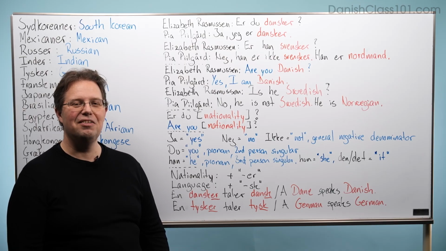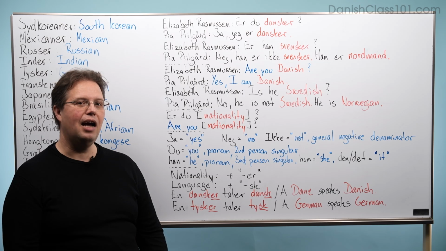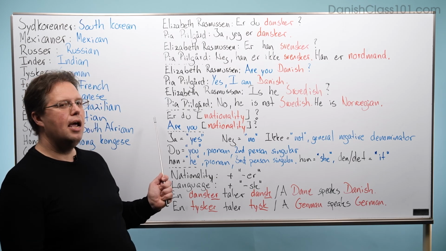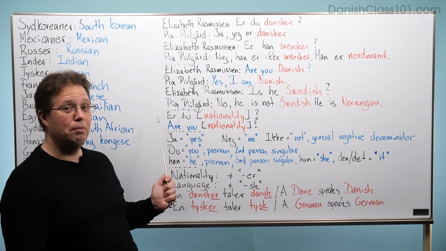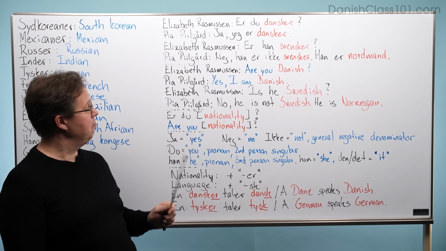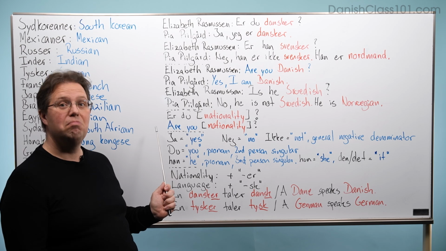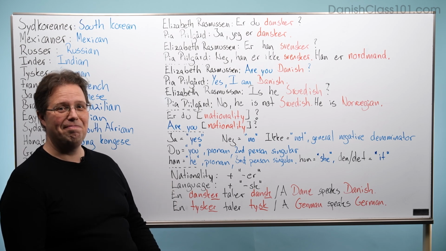Now, let's look at the sentence pattern. The dialogues were basically structured from this: Er du? And then you put in the nationality, meaning, are you? And then nationality.